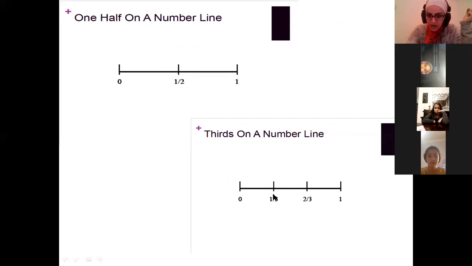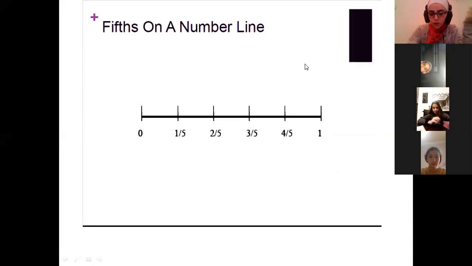The first dash after the 0 is 1/3. The second one is 2/3. If we have a half, the first dash is 1/2, then exactly 1 whole. Now here we have 5 dashes because we had a fraction with a denominator of 5. So we write 0 and 1, and separate the line into 5 spaces. The first part is 1/5, then 2/5.